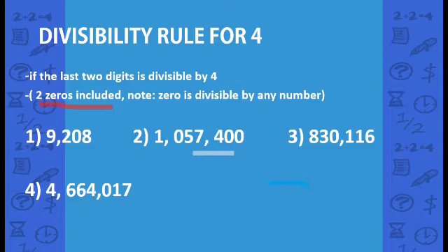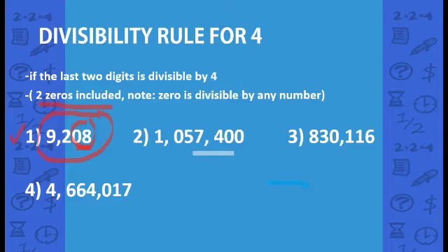Number 1, 9,208. Ang huling dalawang digit ay 08. Kapag i-divide natin ng 8 sa 4, ang makukuha nating sagot ay 2. So, ang 2 ay whole number o exact number o wala siyang remainder. Then, 8 is divisible by 4. And so, 9,208 is divisible by 4.